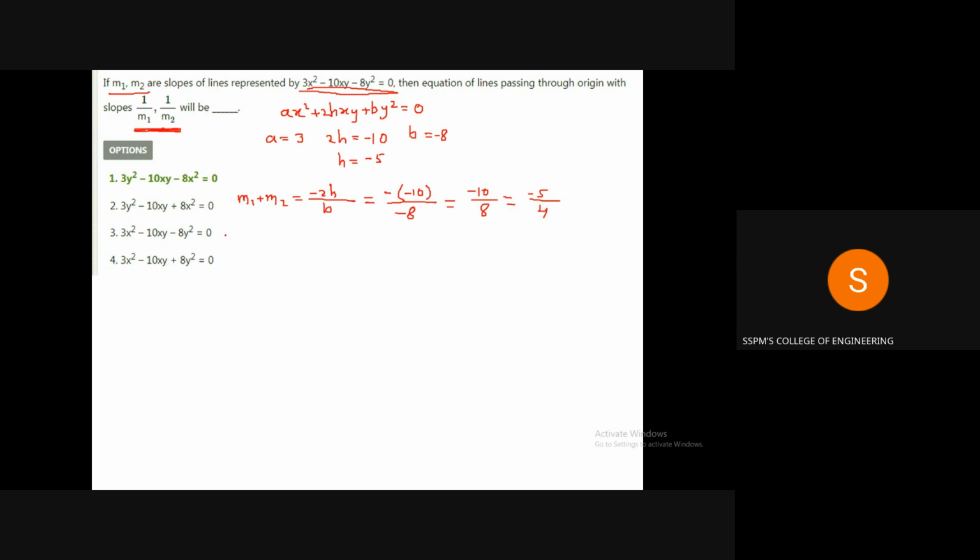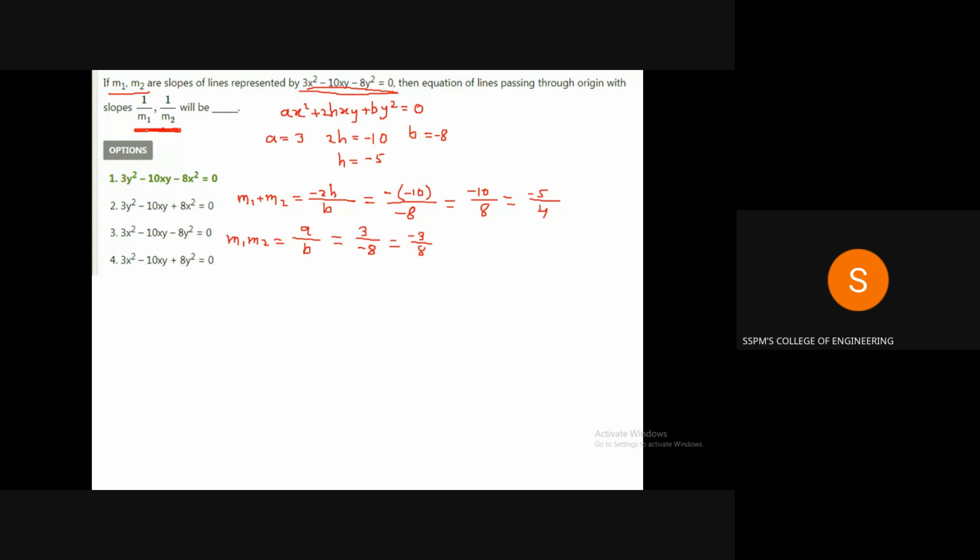Also we know that the product of slopes is given by a by b. Just put the values of a and b. The value of a is 3 and the value of b is minus 8. So that is minus 3 by 8. You can write it as minus 3 divided by 8.